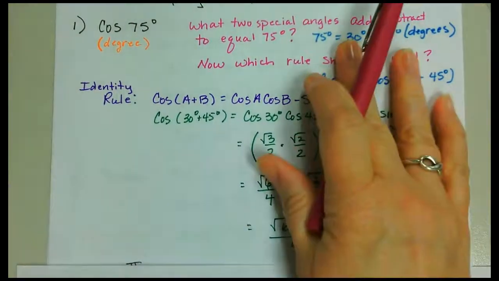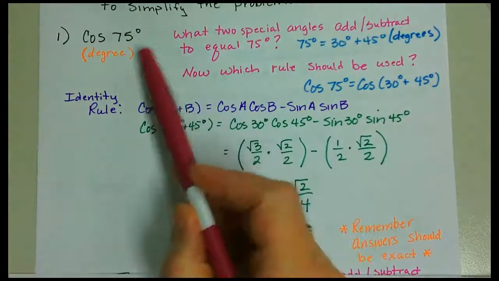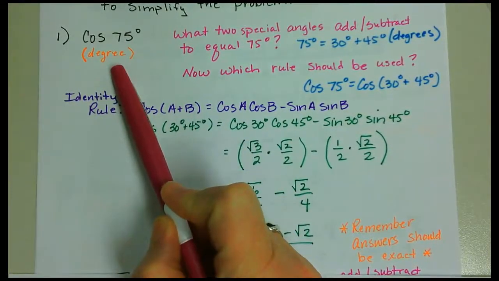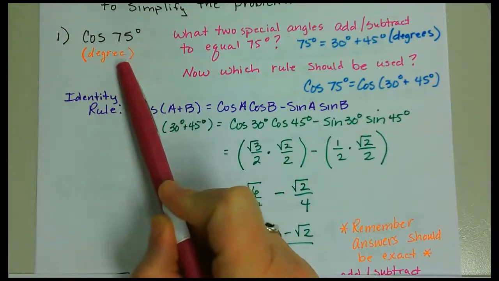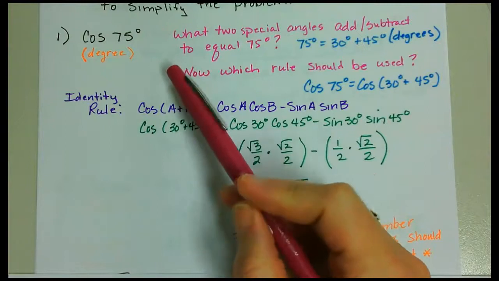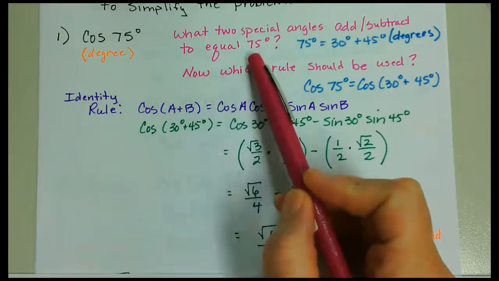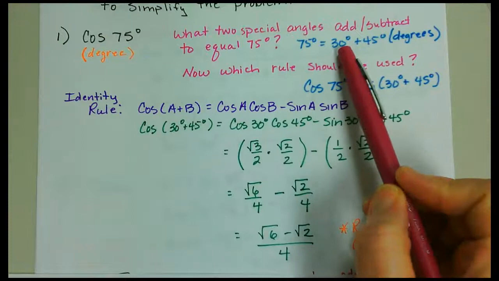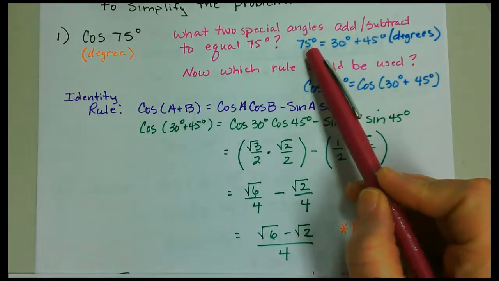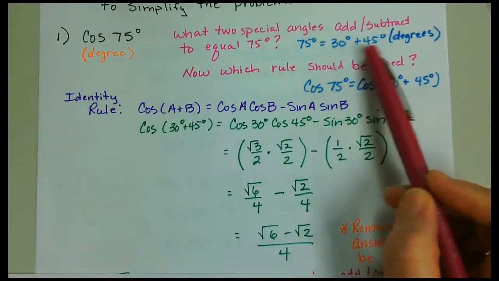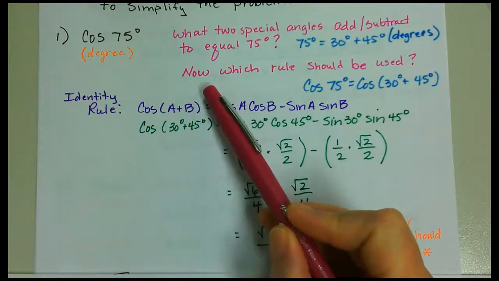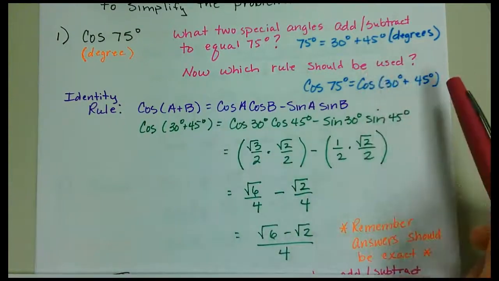And so here's what we have going on. So if you're trying to find cosine of 75 degrees, pay attention that it's in degrees because you're going to want to work in degrees. If it's in radians, you're going to want to work in radians. So you're asking yourself, what two special angles add or subtract to equal 75 degrees? So the pair that I found was 30 degrees plus 45 degrees gives me 75 degrees. These have to be special angles on our unit circle, and we're doing it in degrees. Now we would think, okay, which rule or identity should we use?